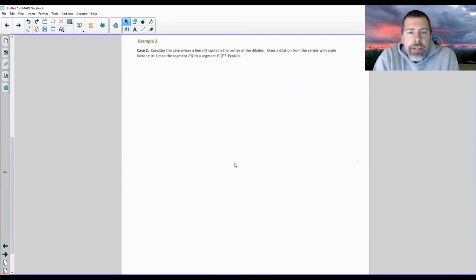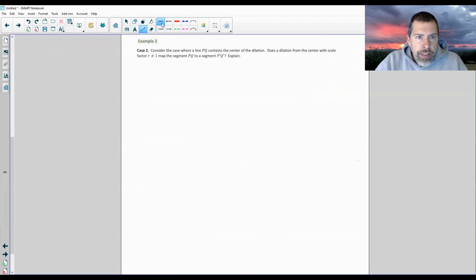All right, case 2, example 2. Consider the case where a line PQ contains the center of the dilation. Does a dilation from the center with a scale factor R not equal to 1 map the segment PQ to a segment P prime Q prime? Explain. So let me draw the scenario.